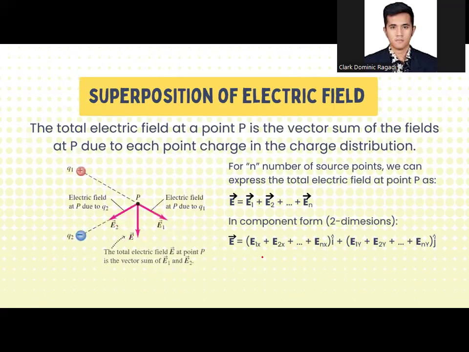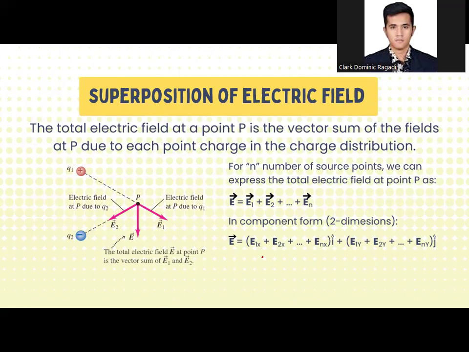So the total electric field at a point P is the vector sum of the fields at P due to each point charge in the charge distribution. Meaning, if you have multiple charges and you want to measure the electric field at a certain point around those charges, the total electric field at that point is the vector sum of the individual electric fields produced by each of those charges.